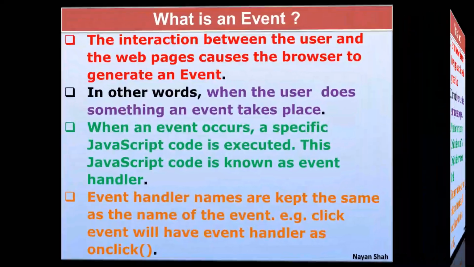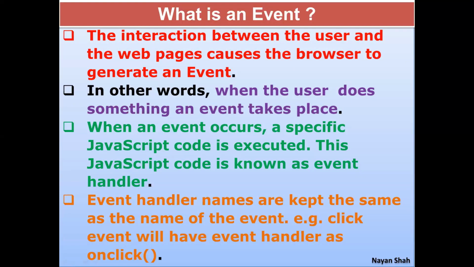So this is JavaScript again, event. Now you must have understood what an event is. The last point is very important. Event handler names are kept the same as the name of the event. Mouse out, mouse over are events. Click, double click are events. And their event handler names are kept the same just by prefixing them with on. For example, the click event will have the event handler onClick.